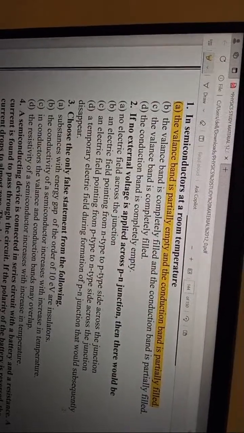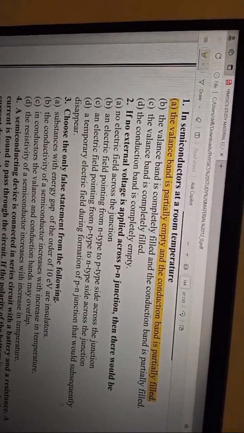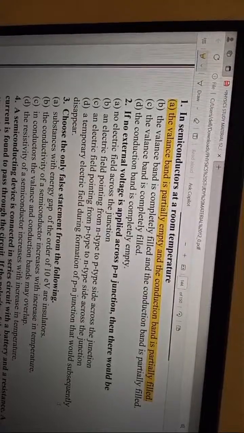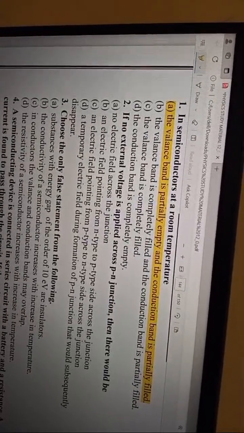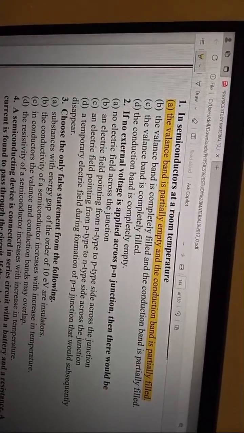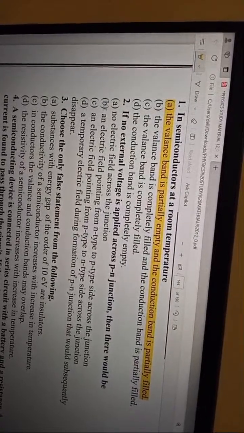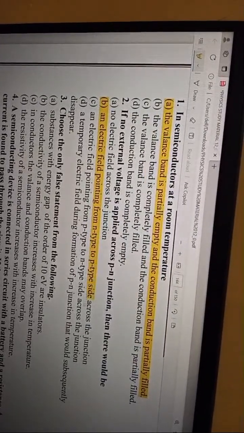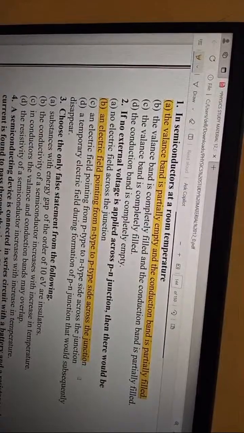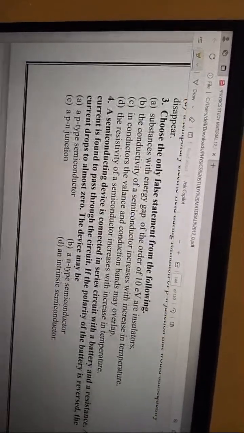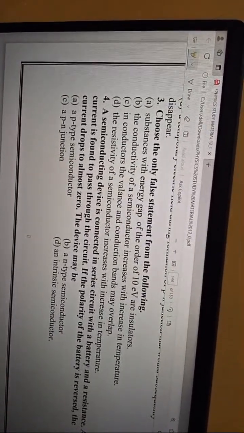If no external voltage is applied across PN junction, then there would be an electric field pointing from N-type to P-type side across junction.